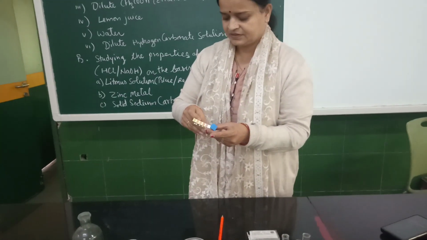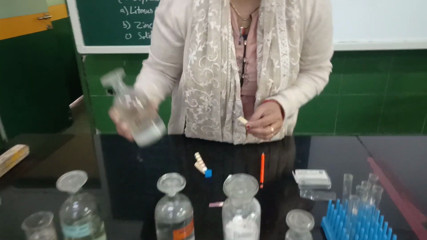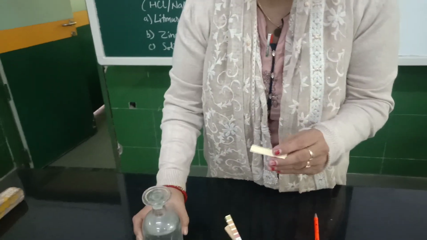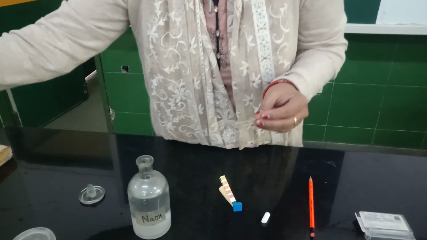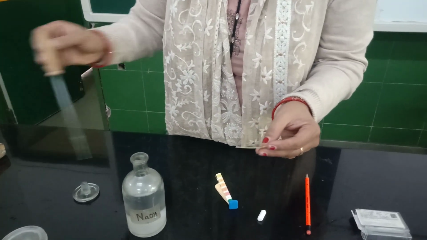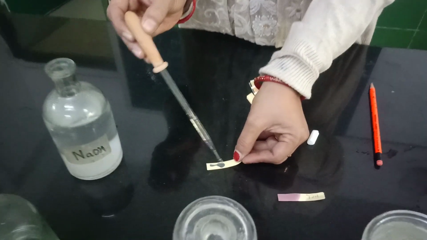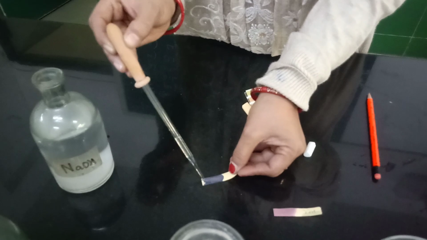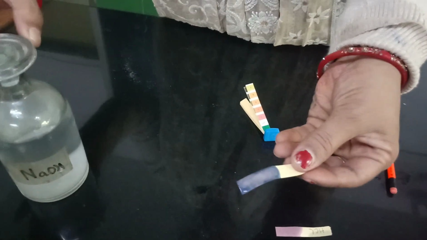Now the second thing is the pH of the second sample which is given here, that is NaOH. Okay, let us check the pH of this NaOH. Again, first we need to wash this dropper, then we'll take it. You can see the color changes to blue. As you know, this NaOH is basic in nature.